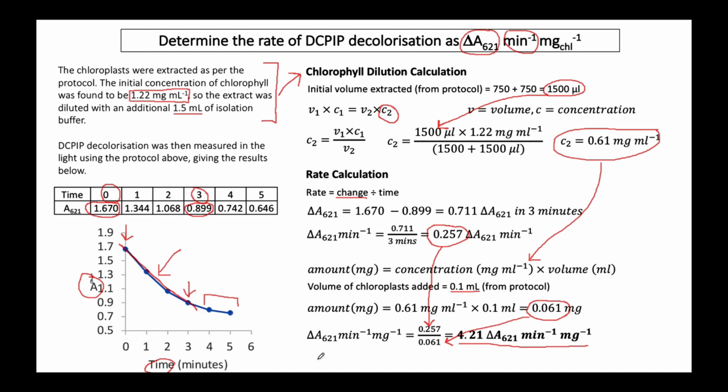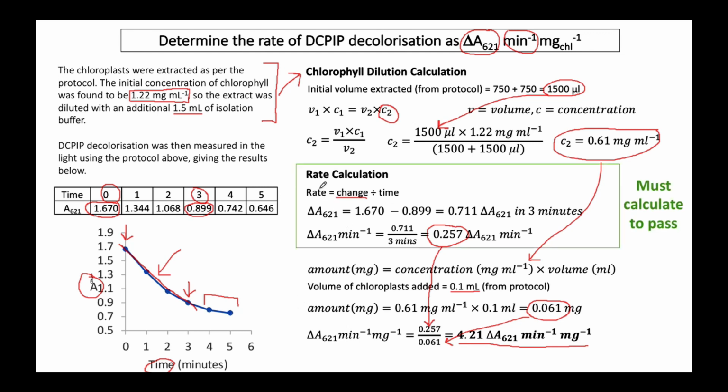So hopefully you should now be able to calculate that for your own reactions. Just a note, to pass the assignment, you've got to do this bit. So you have to do your rates of change in absorbance units divided by time. So taking 2 time points and then dividing by the number of minutes. So that's the essential that you need to just pass the assignment.